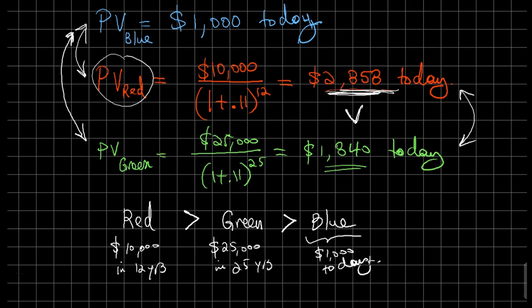So that's one way to approach this problem. Alternatively, we could have used our financial calculator, particularly to calculate the present value of the red and the present value of the green. Let me quickly show you how these can be done. It would be the same outcome, obviously, just using a financial calculator.